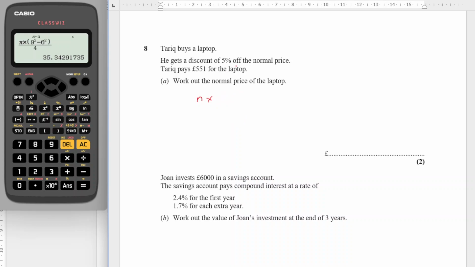Times by the 5% discount would be a multiplier of 0.95. That gives you the value that you're given, 551. So the normal price of the laptop is going to be 551 divided by 0.95. 551 divided by 0.95 gives us 580. No rounding needed there, £580.